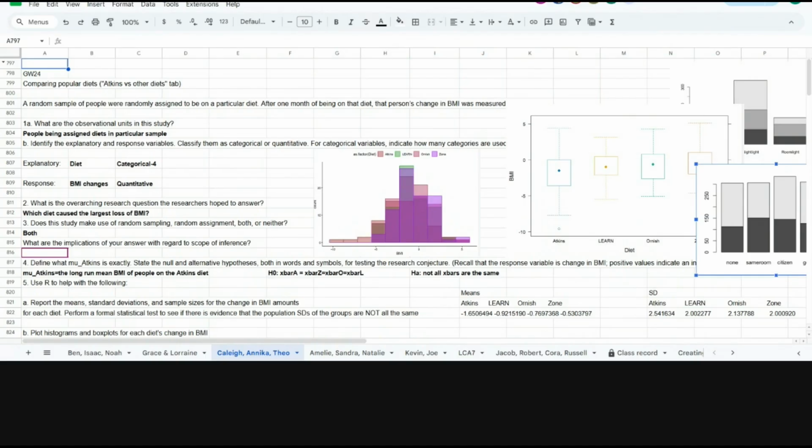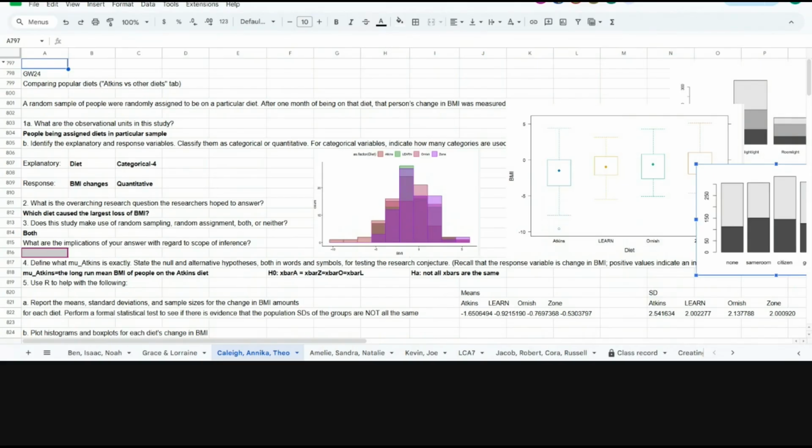It allows you to generalize. What does random assignment turn the study into? An experiment, which allows you to prove causation. If you find Atkins is associated with the greatest weight loss, BMI change, you can say Atkins caused that because this was an experiment. Right? Something like that.